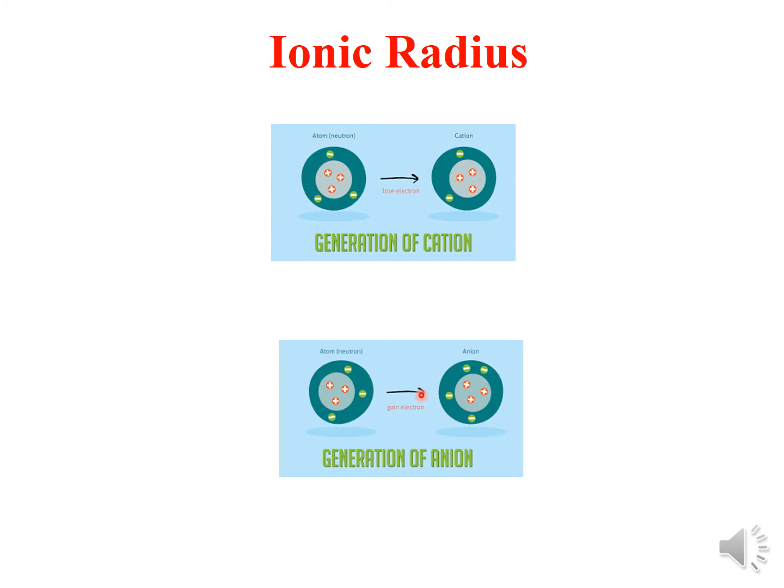So it gains what? Electrons. There are four electrons. So there is a formation of negative charge ion, which is known as anion. So anion is formed by gain of electron.